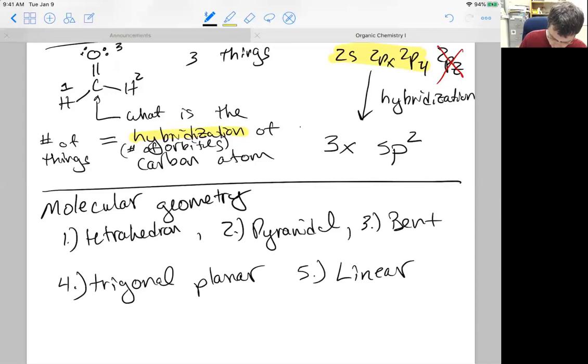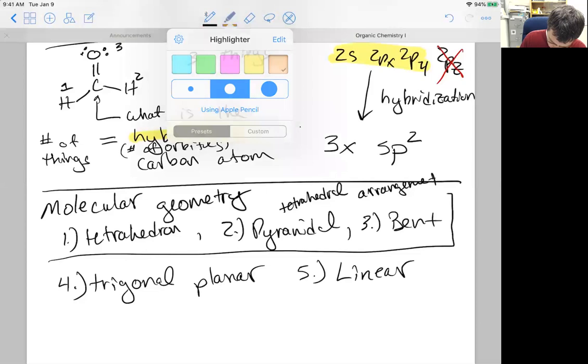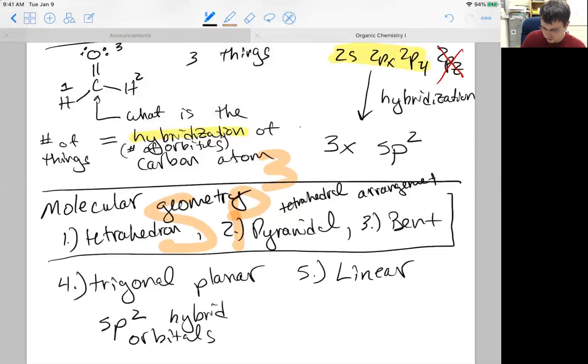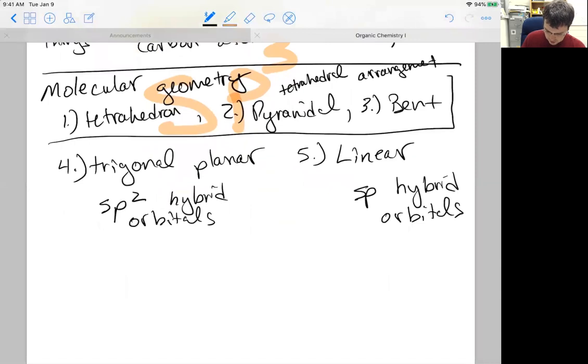Okay, so these first 3 we've already touched on, and these first 3 have a tetrahedral arrangement. That is, we've got 4 things attached. So all of these in this above case are sp3. All of these use sp3 hybrid orbitals. So the first 3 of these use sp3 hybrid orbitals. They all have this tetrahedral arrangement. Now the other 2 are kind of interesting examples. The trigonal planar has sp2 hybrid orbitals, whereas the linear arrangement has sp hybrid orbitals. So linear sp, trigonal planar sp2.